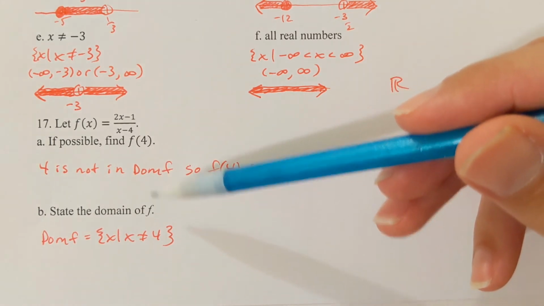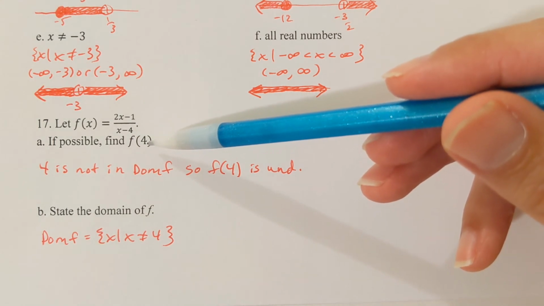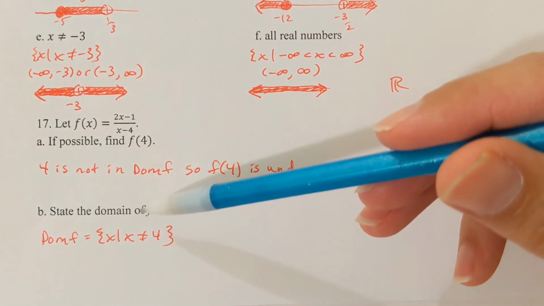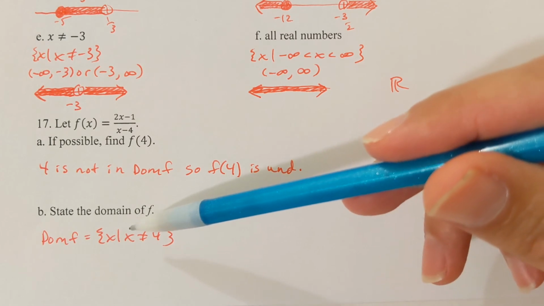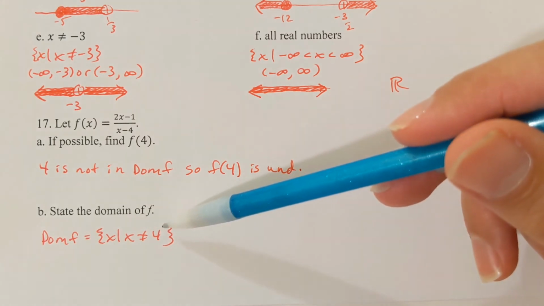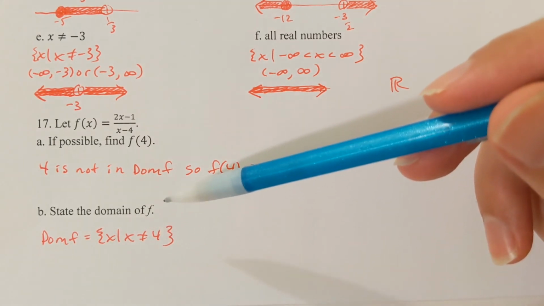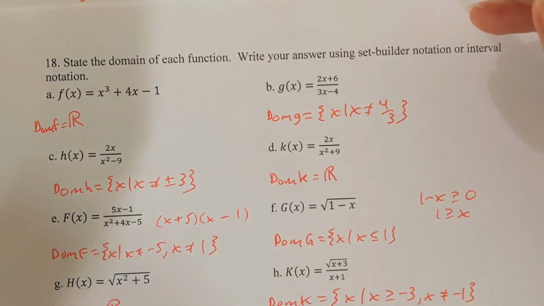State the domain of f. Well, 4 is the only number that is not in the domain, so the domain of f is the set of all x such that x is not equal to 4. Okay.